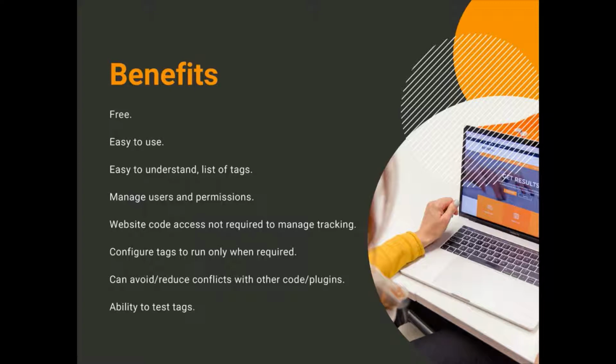You can configure the tags to only run when they're required, which I'll go through when we talk about firing triggers. So you're only running code when it needs to be. It can avoid and reduce conflicts that might occur with other code and other plugins. Doesn't always occur, but it can. And often if you're pasting that code directly in your website, it can be quite challenging to troubleshoot. Whereas Google Tag Manager also gives you this really great ability to preview and test your tags, which I'm going to show you how that works as well.